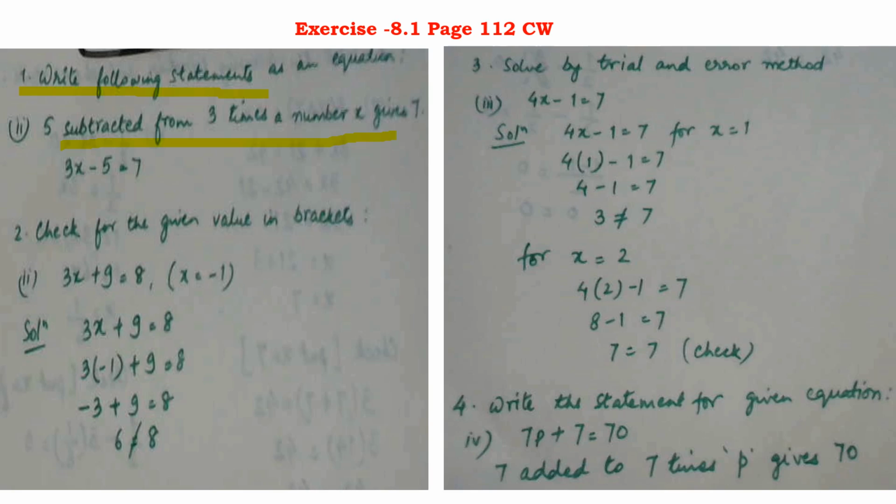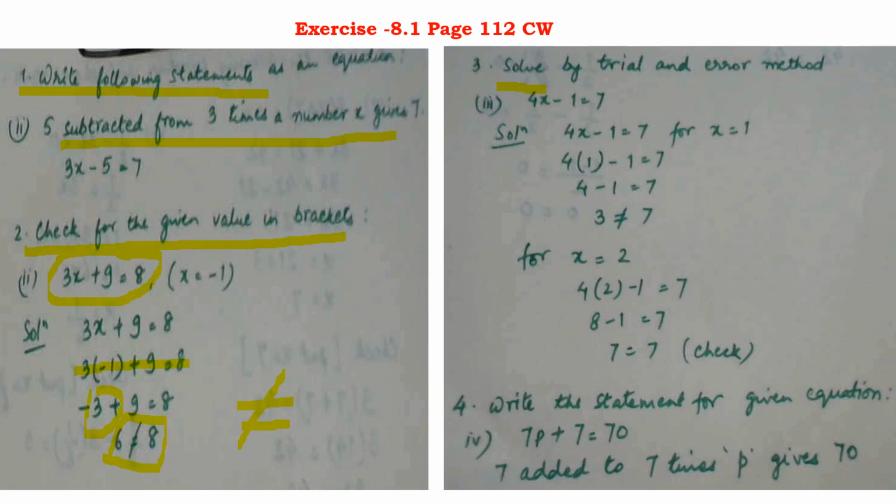Okay. Question number 2 is check for the given value in brackets. So you will get one equation and a value of x. You have to find whether x is satisfying the equation or not. So question number 2, subpart second: 3x plus 9 is equal to 8. Putting the value of x as minus 1, 3 into minus 1 plus 9 is 8. 3 into minus 1 is minus 3, plus 9, and then 9 minus 3 is 6. 6 is not equal to 8, so this is not the root of the equation. Okay, this equal to sign with the line is read as not equal to.